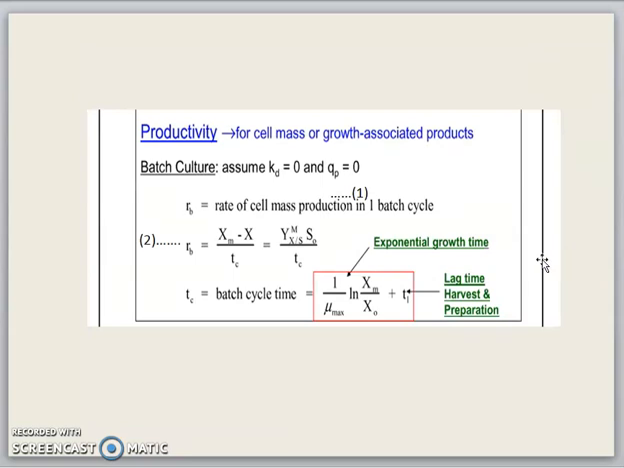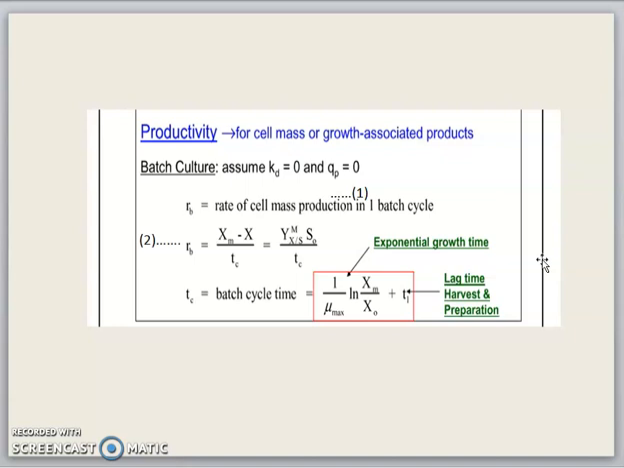In the production from the fermentation, we might be able to identify the productivity of the fermentation. So what is the productivity? Productivity is identified for cell mass or growth associated product.